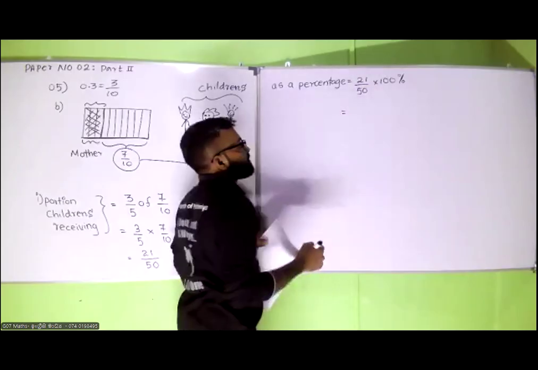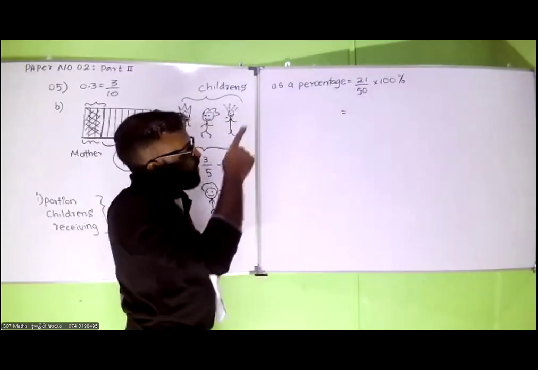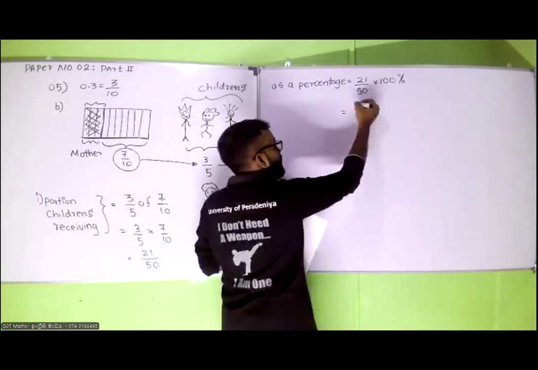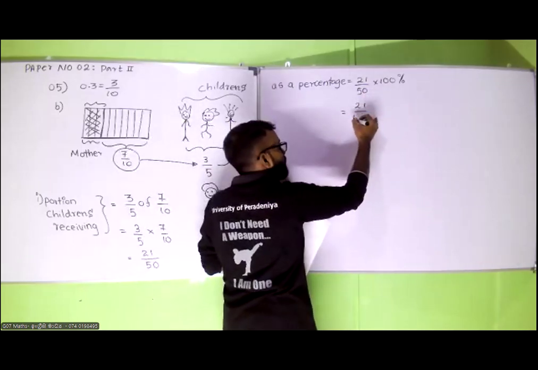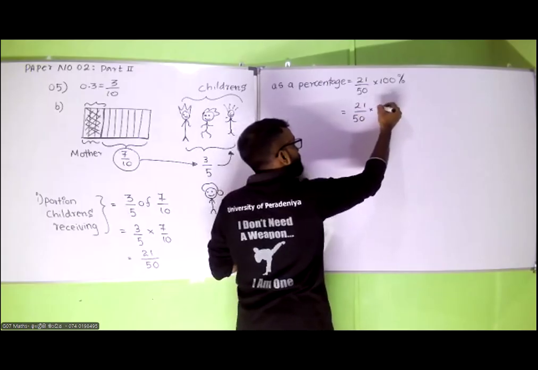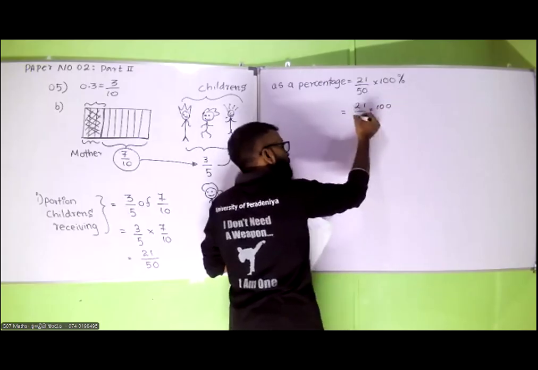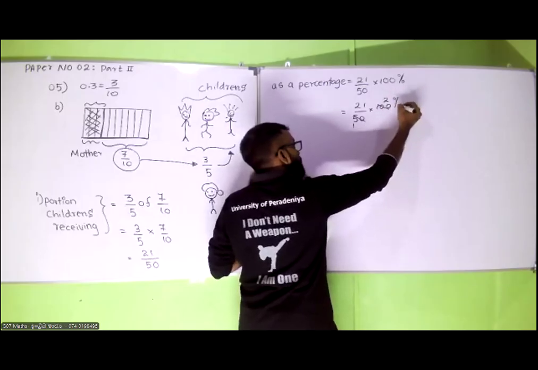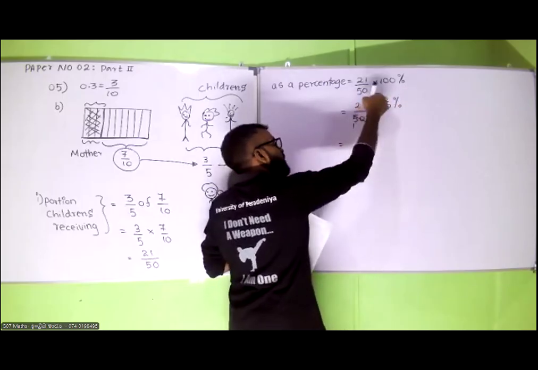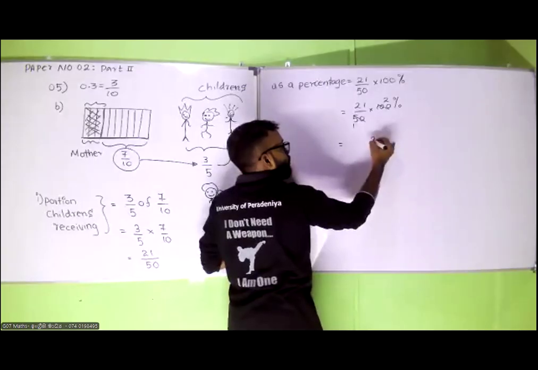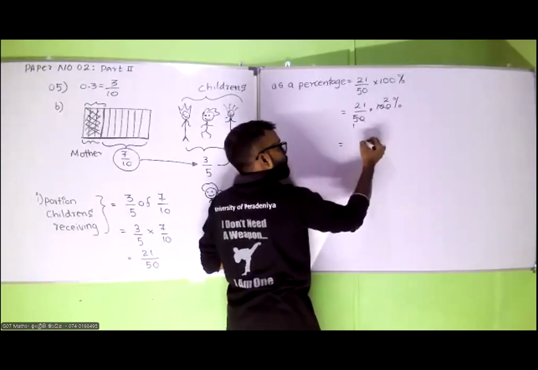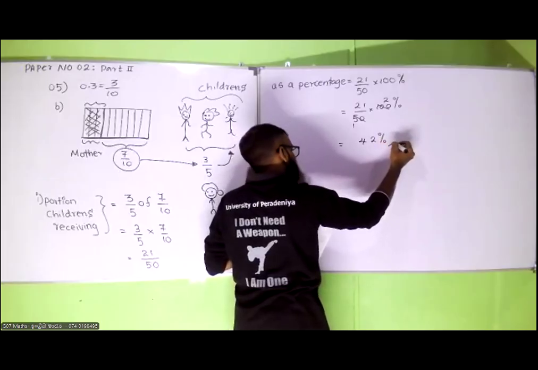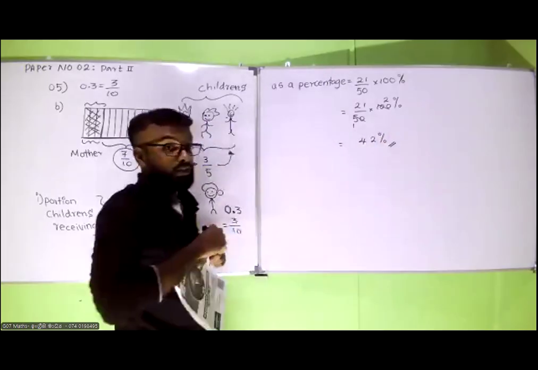So simplify this. In the numerator you have 100, in the denominator you have 50. I will write it again so that you can see it clearly. 50 times 2 is 100, so we have 21 times 2, which is 42%. So this is the answer, 42%.